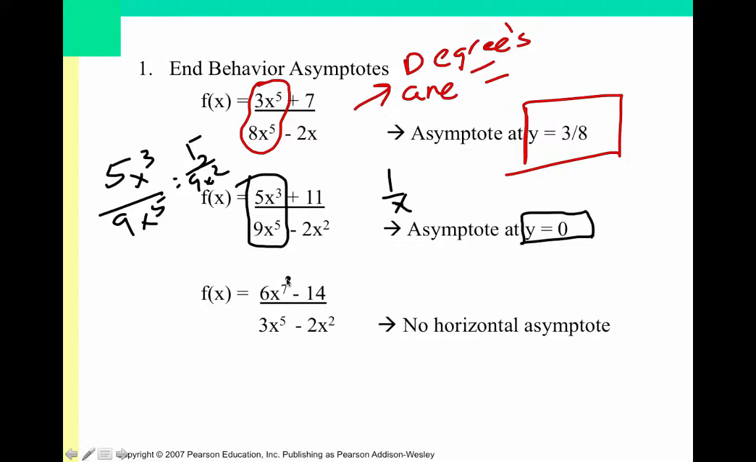And then the last one, again, we're only talking about the lead terms. And if we're talking about 6x to the 7th over 3x to the 5th, that simplifies to 2x squared. That's not necessarily what the graph would look like, but when you're talking about the end behavior, there's no asymptotes for 2x squared. So if you have a larger degree on the top than you do on the bottom, there is no horizontal asymptote.